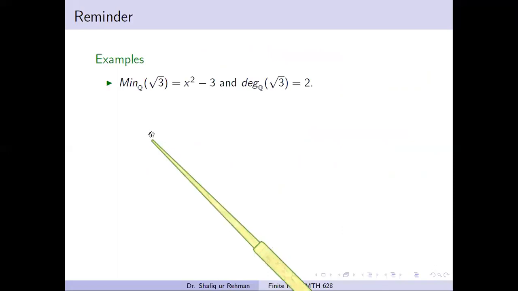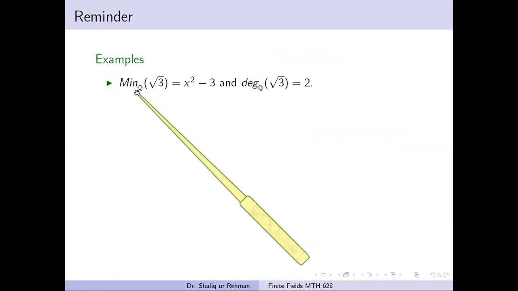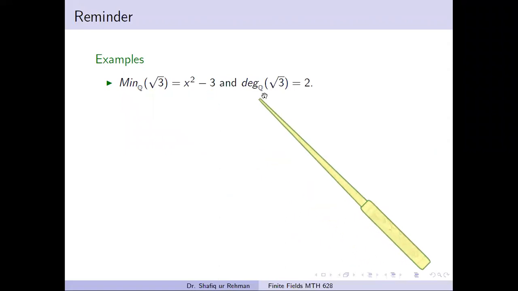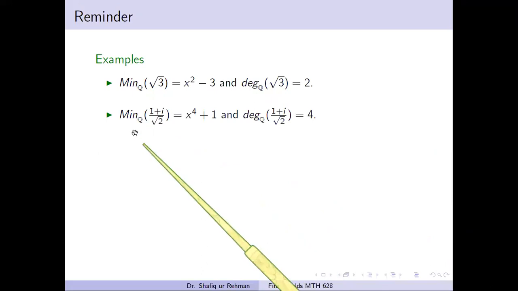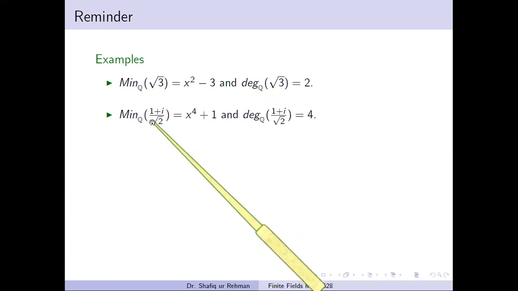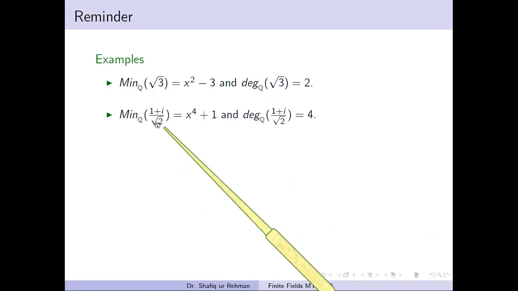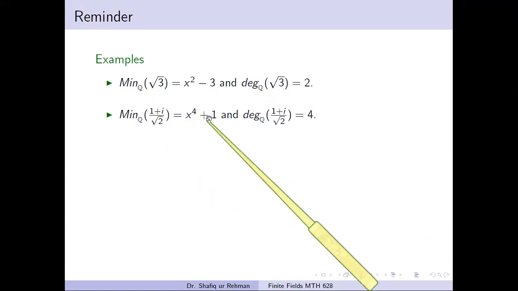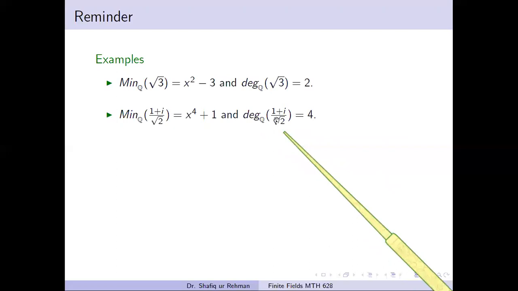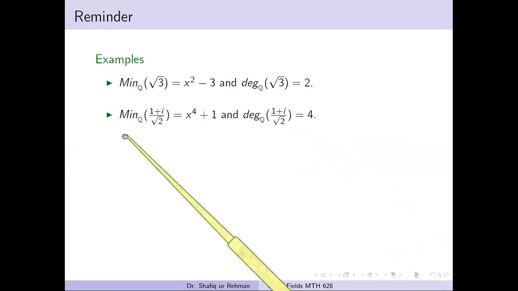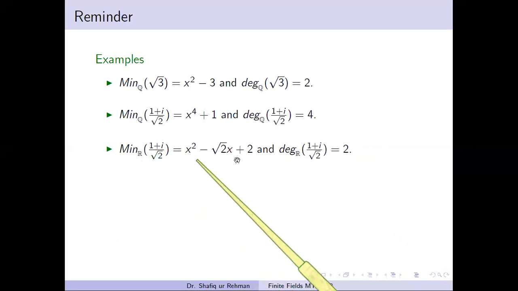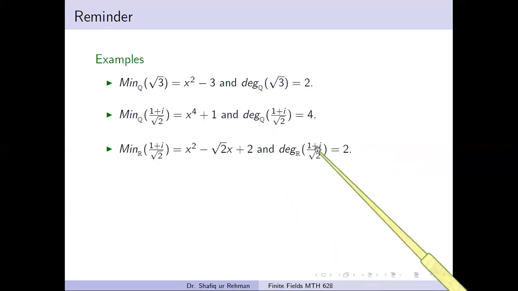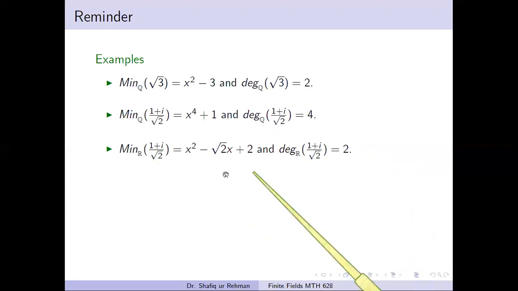For example, the minimal polynomial of square root of 3 over the field Q is x square minus 3. Therefore, the degree of square root of 3 over Q is 2. The minimal polynomial of (1 plus iota) over square root 2 over the field Q is given by x power 4 plus 1, and therefore the degree of this algebraic element over Q is 4. The minimal polynomial of (1 plus iota) over square root 2 over the field of reals is given by this polynomial, and therefore the degree of this algebraic element over R is 2.